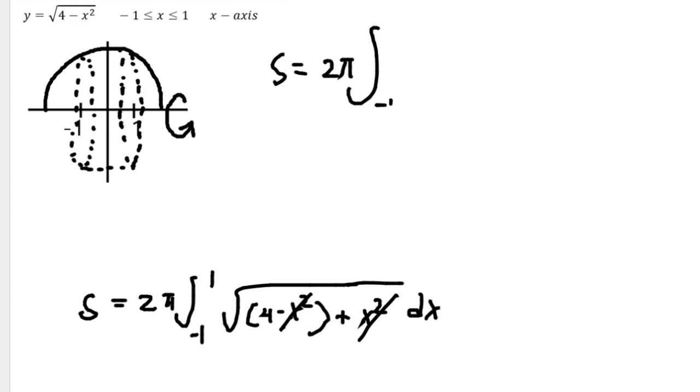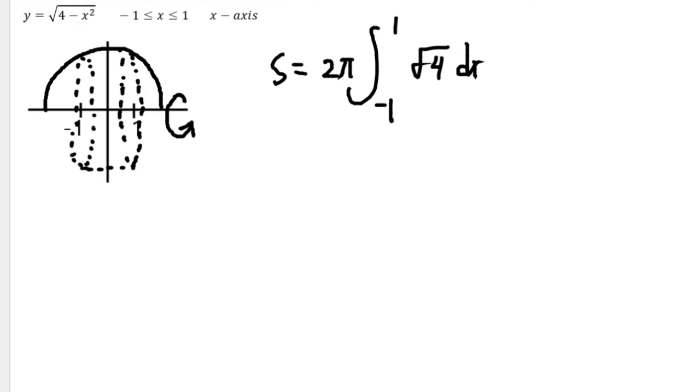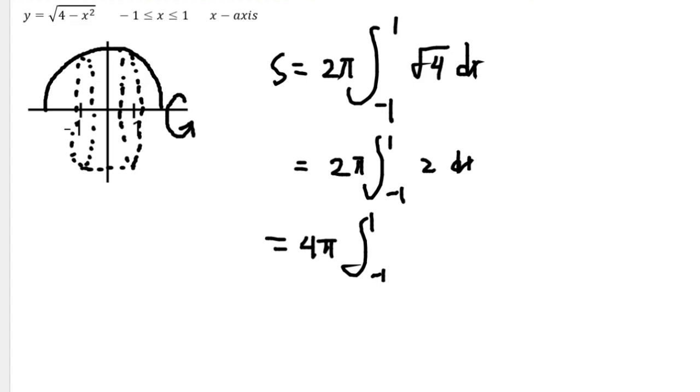So we got 2 pi, and we have negative 1 to 1. The square root of 4 dx. So the square root of 4 is going to be 2. Okay, we have a tremendous work. So we got 2 pi integral from negative 1 to 1, and we have 2 dx. So we can move 2 to the outside of the integral sign. So we got 4 pi integral from negative 1 to 1 dx.